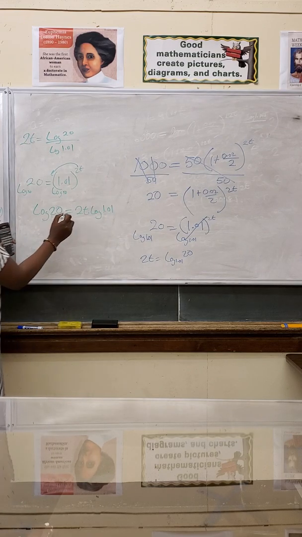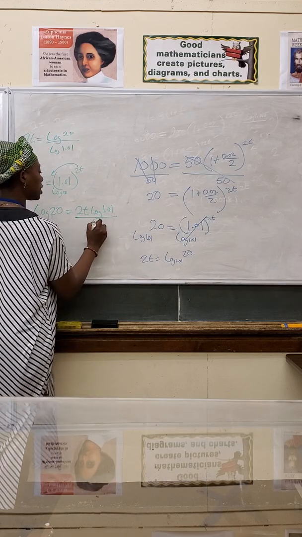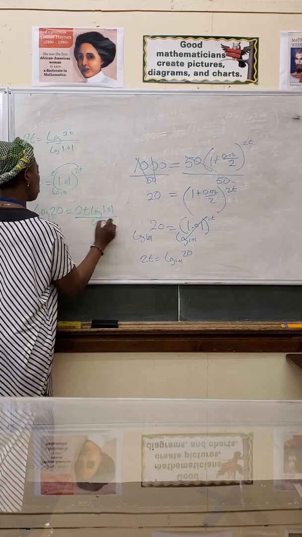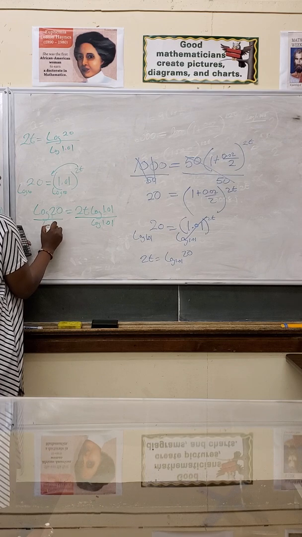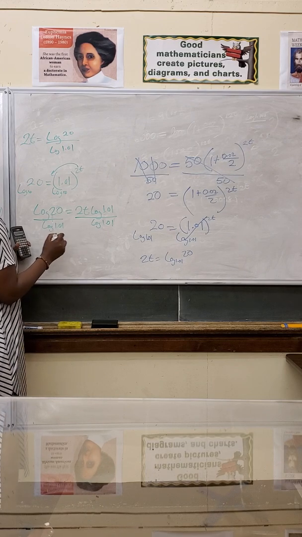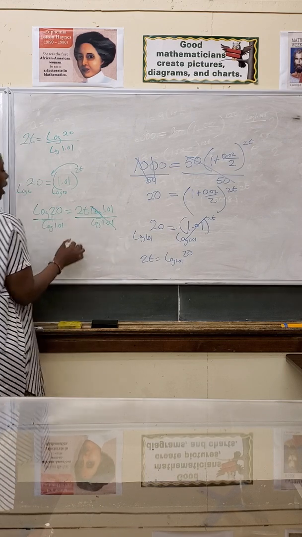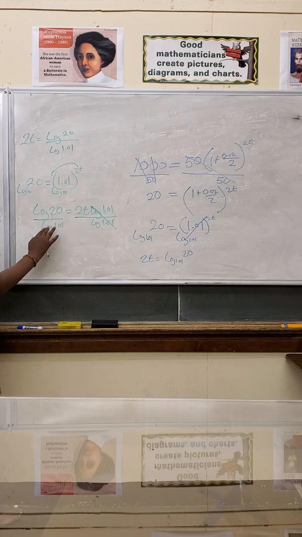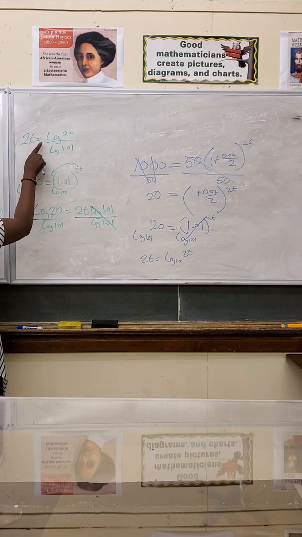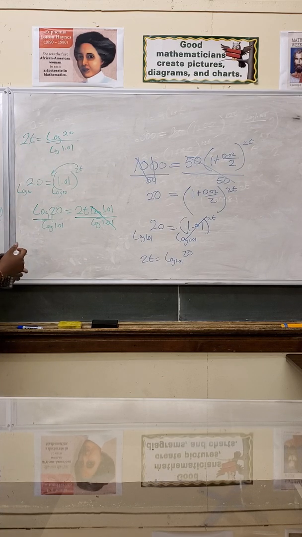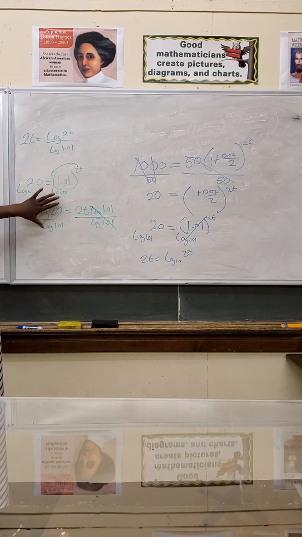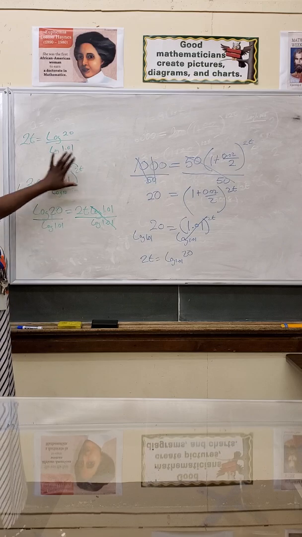Now think about what we would do. Divide both sides by log 1.01. We end up with 2t equals log 20 over log 1.01. So just showing you the change of base is kind of just skipping a couple of steps.